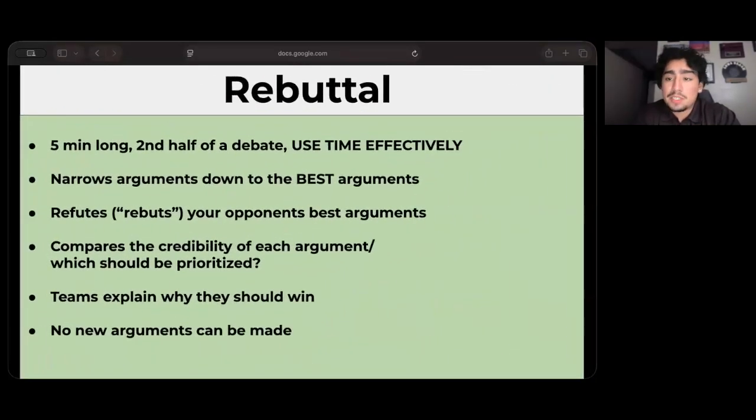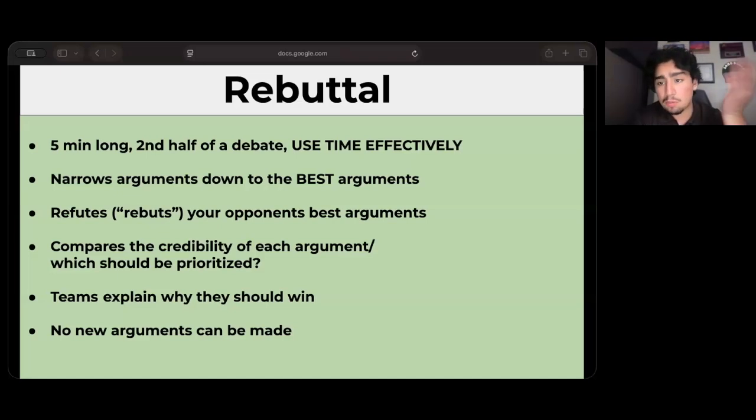Okay. Rebuttal speeches, they are 5 minutes long. They're the second half of a debate, and I encourage you to use your time effectively. The rebuttal speeches narrow arguments down to the best arguments. They refute your opponent's best arguments, and they're used to compare the credibility of each argument and explain which one should be prioritized in the debate.